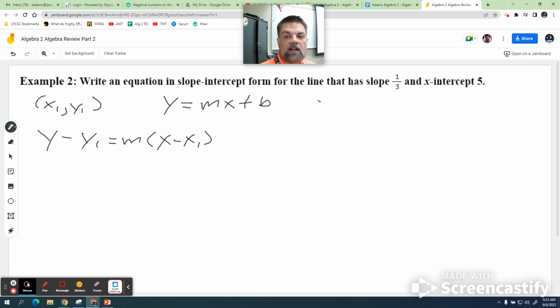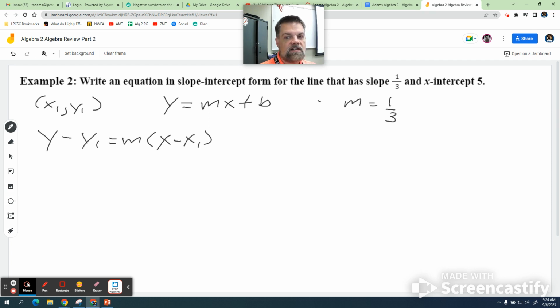Do we have a point on the line? I don't know. Let me finish reading the sentence. It says, we have to write an equation in slope-intercept form for the line that has a slope of 1/3. Well, that's the slope. M is the slope, so the slope is 1/3. Then the x-intercept is b, or not b. X-intercept is 5.